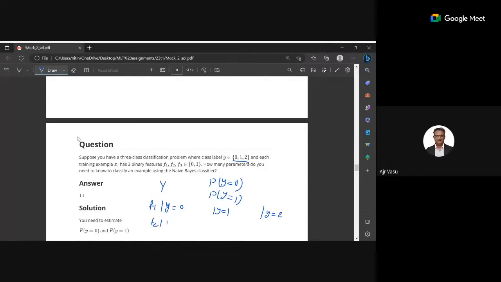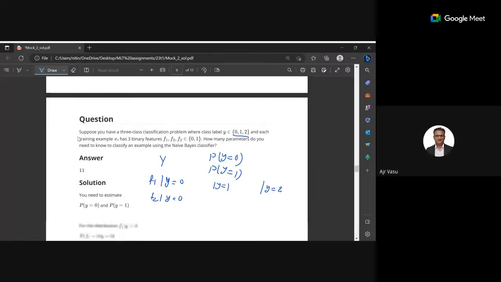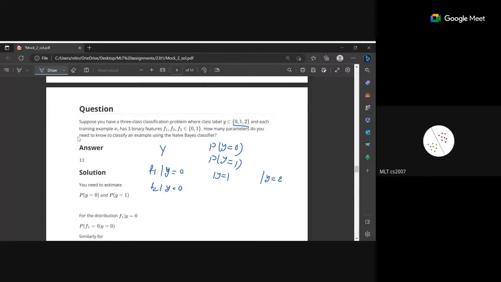Which question are you looking at, sir? I don't remember the question number in the portal, but this question is number 8. Question 16? Question number 16 in the portal. Okay. The question is mentioned here: a three-class classification problem with three binary features, so all these you have to calculate.